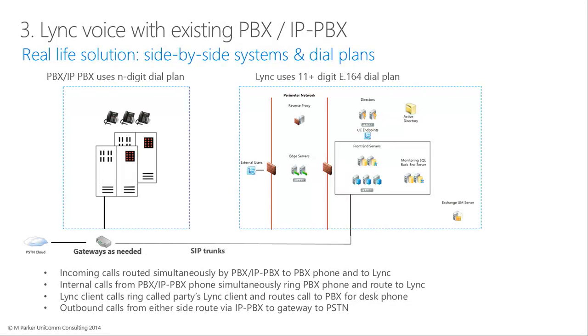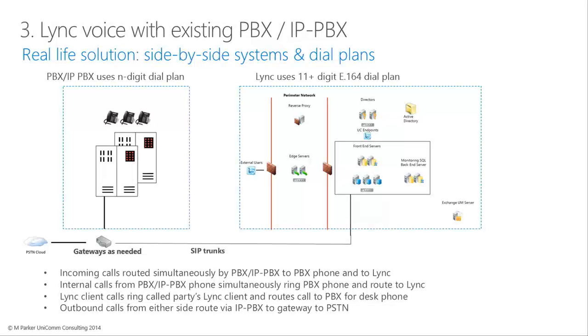Again, we'll come to that in the next case. Maybe I put my UM over here, and I do call coverage to my UM server there if I want. So my UM shows up in Exchange with speech-to-text on it. But incoming calls are routed simultaneously by the IPPBX to the PBX phone and to Lync.